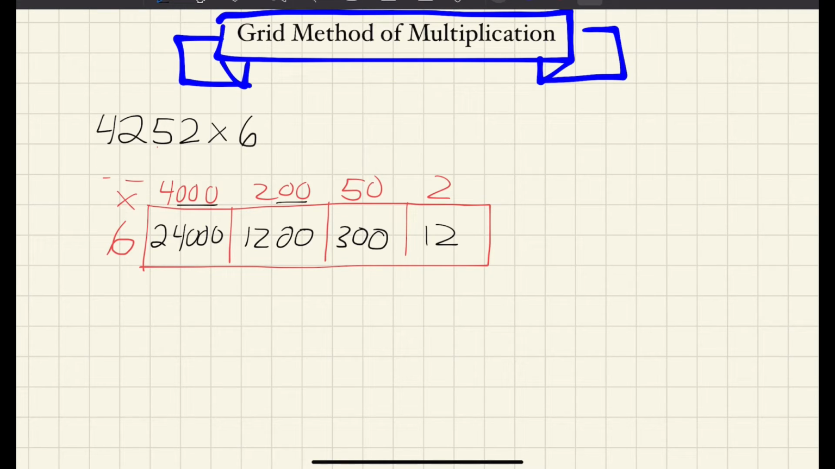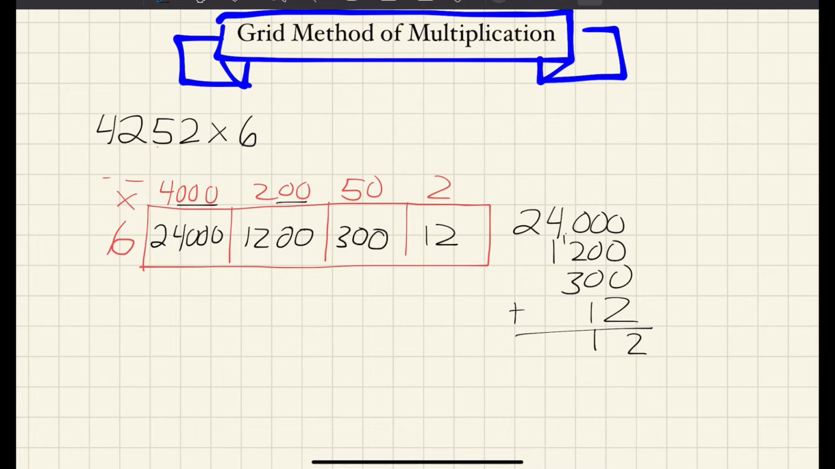Now, what I'm going to do here at the end is I'm going to take these numbers, the 24,000, the 1,200, the 300, and the 12, and I'm just going to add these together down here. There we go, 25,512.